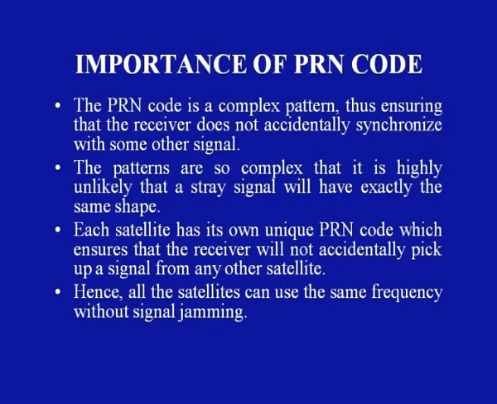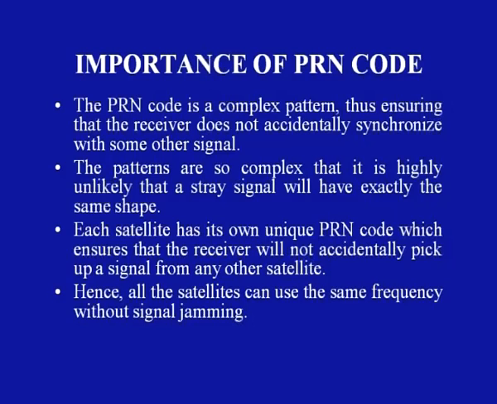The PRN code is a complex pattern, thus ensuring that the receiver does not accidentally synchronize with some other signals, so that there is no corruption in the data computations subsequently. The patterns are so complex that it is highly unlikely that a stray signal will have exactly the same shape. This is a very unique feature which has been adopted in GPS, so that there is a distinct characteristic between the signals received from each of the satellites communicating with the GPS receiver on the Earth's surface. In order to do so, each satellite has been provided with a unique PRN code which ensures that the receiver will not accidentally pick up a signal from any other satellite. Hence, all the satellites can use the same frequency without signal jamming.